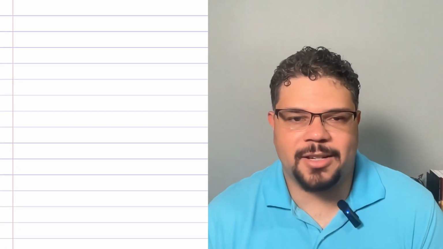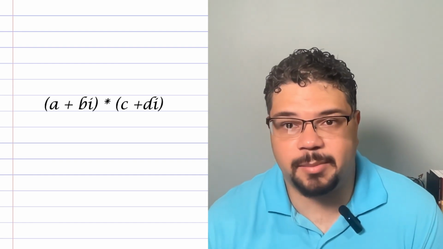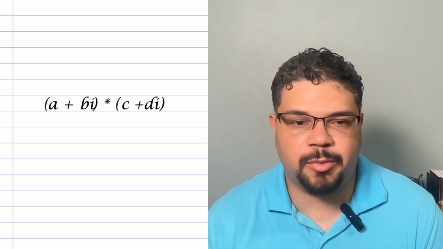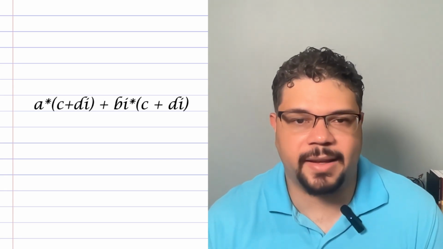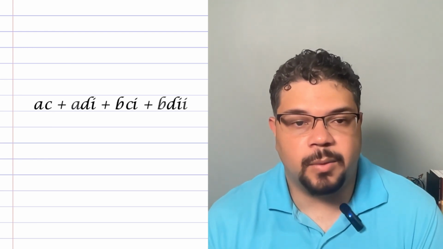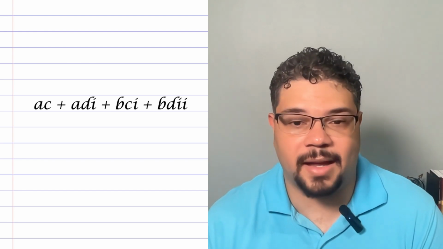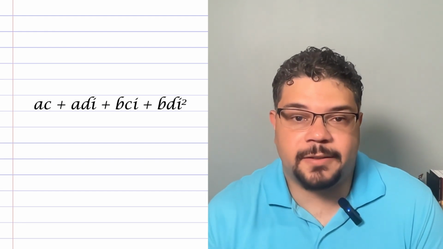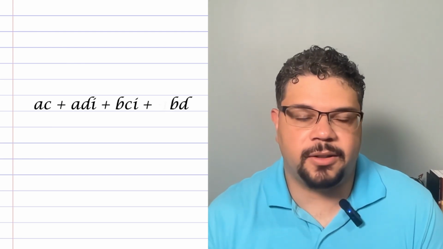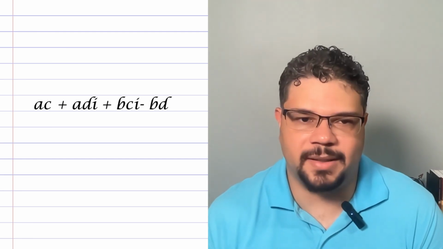To multiply imaginary numbers, we need to do some algebra. We have a plus bi times c plus di. We can use the distributive property to get a times c plus di plus bi times c plus di, which is ac plus adi plus bci plus bdi times i. With imaginary numbers, i squared is defined to be -1, leading to ac plus adi plus bci minus bd.